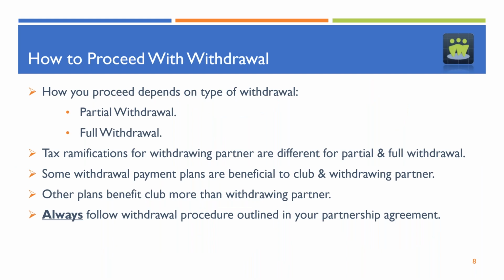So how do you go about proceeding with a withdrawal? That depends on what type of withdrawal you want to do. Is it a partial withdrawal or a full withdrawal? There are different tax ramifications for the type of withdrawal. And if securities are transferred, the rules for cost basis transfer are different for partial and full withdrawal, so you have to take that into consideration. We will cover that tonight.